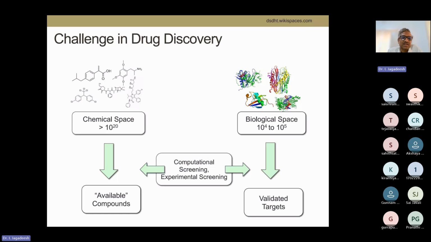And whatever is present in the databases at present, if you see, more than 10 to the power of 20 chemicals are available to be tested for drug synthesis. Similarly, at the protein level, we have 10 to the power of 4 to 10 to the power of 5. It means around 1 lakh biological spaces, proteins, are already available in the database. So we have to screen all of them in combination.